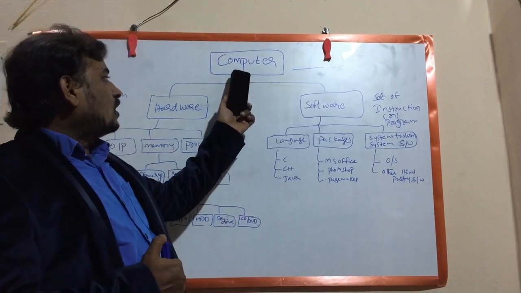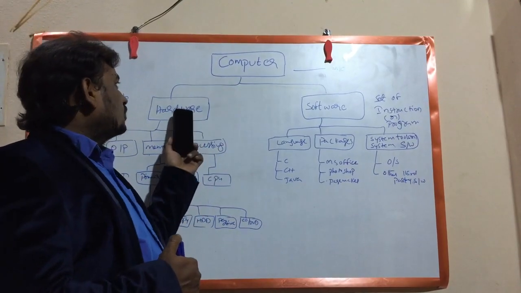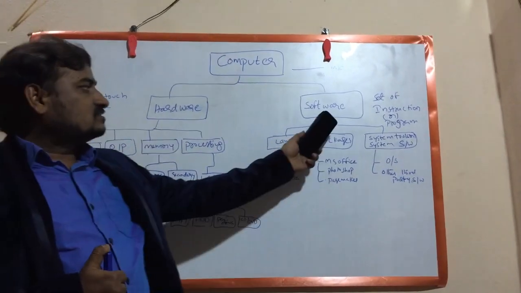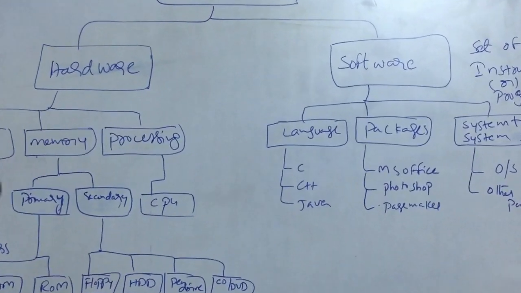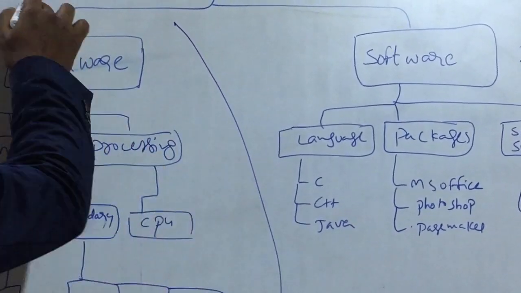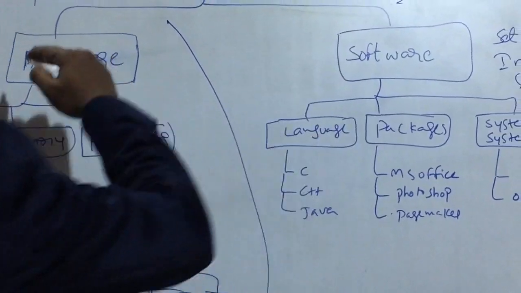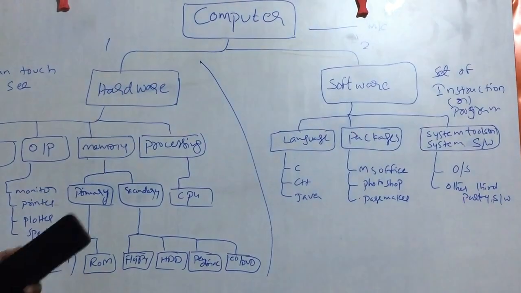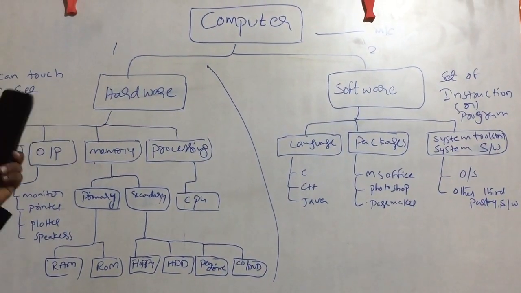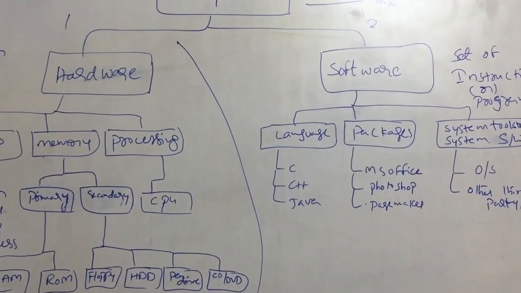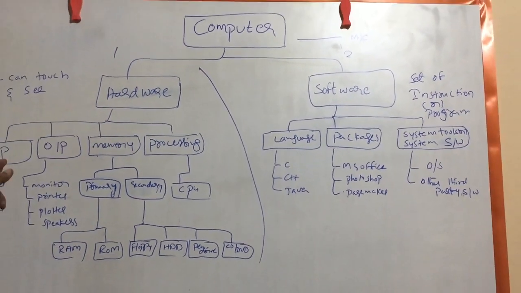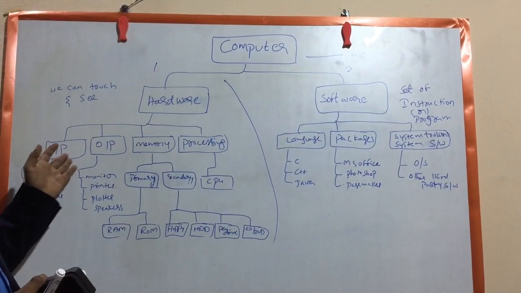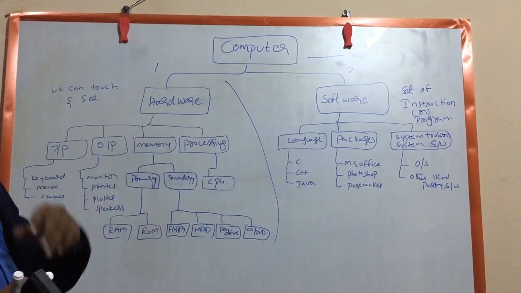So now I'm going to explain how the computer has been divided. The computer has been divided into hardware and then software. Now the first part I will explain. In this first part, hardware means we can touch and we can see. Hardware is divided into 4 parts: input devices, output devices, memory, and processor.